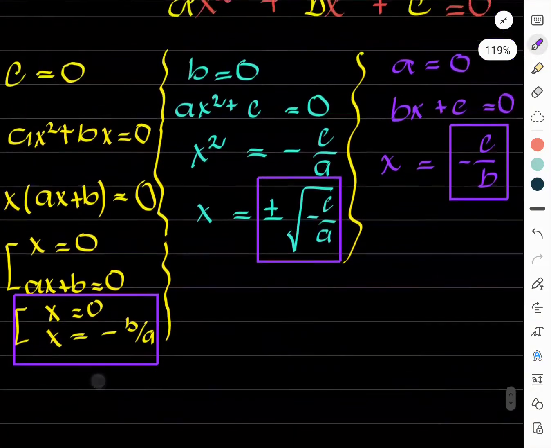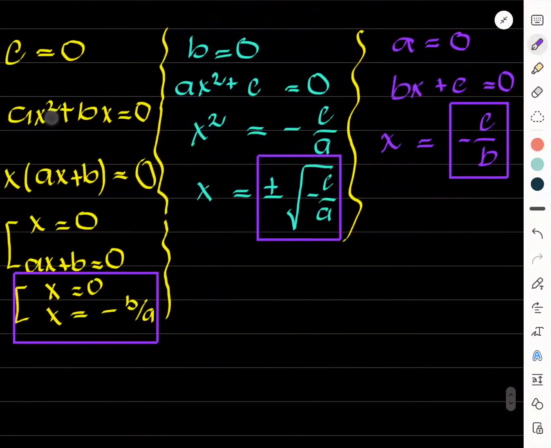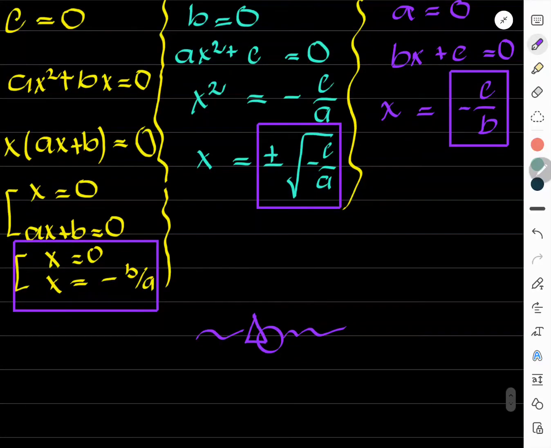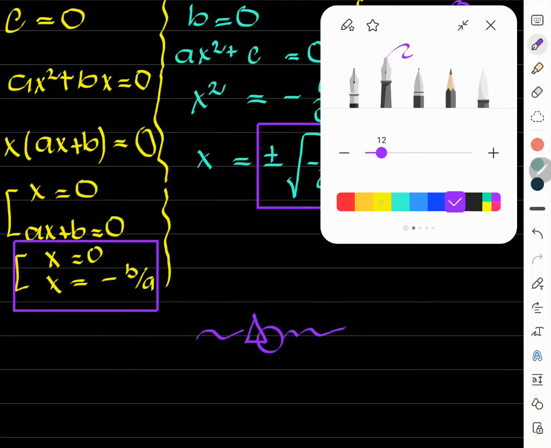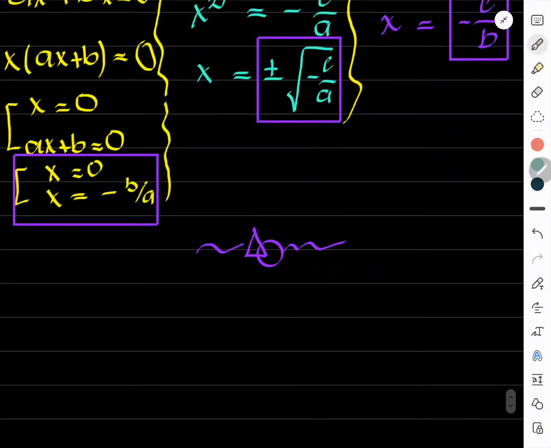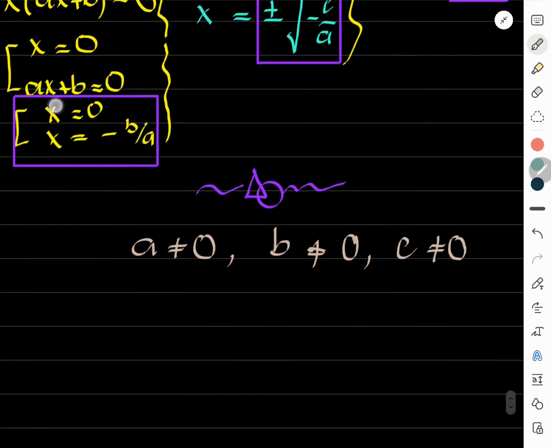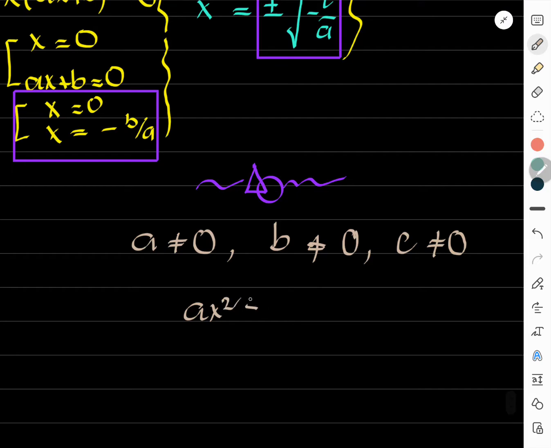Now let's do the main one, when a, b, and c are not equal to 0. This is the case when a is not equal to 0, b is not equal to 0, and c is not equal to 0. So now we have ax squared plus bx plus c equals 0.